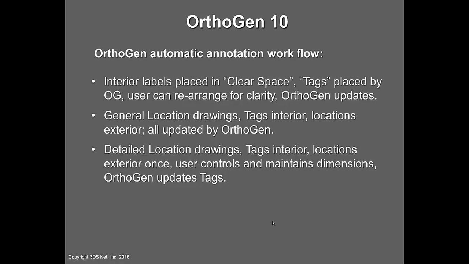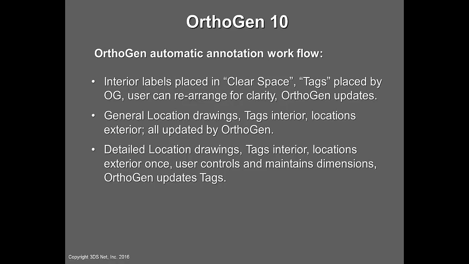There are different levels of detail, I guess we'd call it. General location drawings will typically put the tags interior, like for equipment or piping, equipment numbers, instrument tags. Then we can do the locations around the outside of the view, or exterior. And on a general location drawing, all of this can be updated by OrthoGen. It will wipe out the existing labels and completely redraw them every time, but any of the interior tags that were relocated, it will remember those new locations.